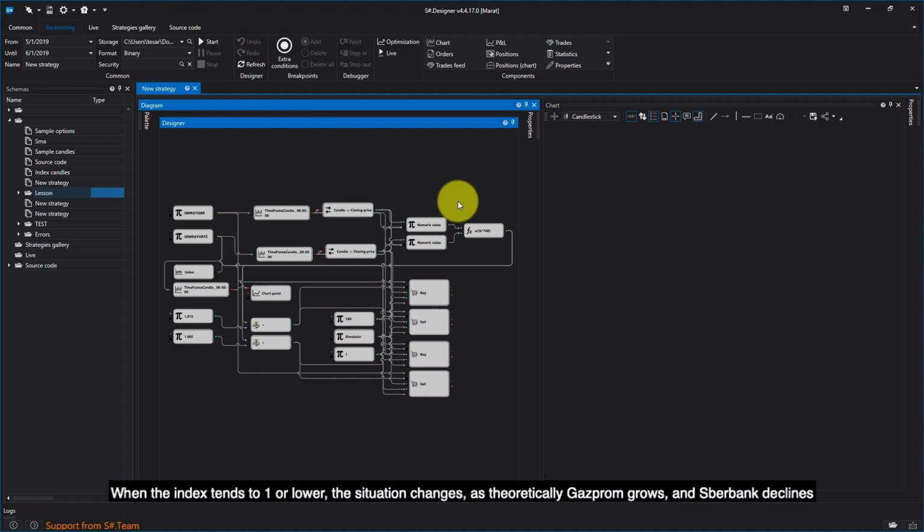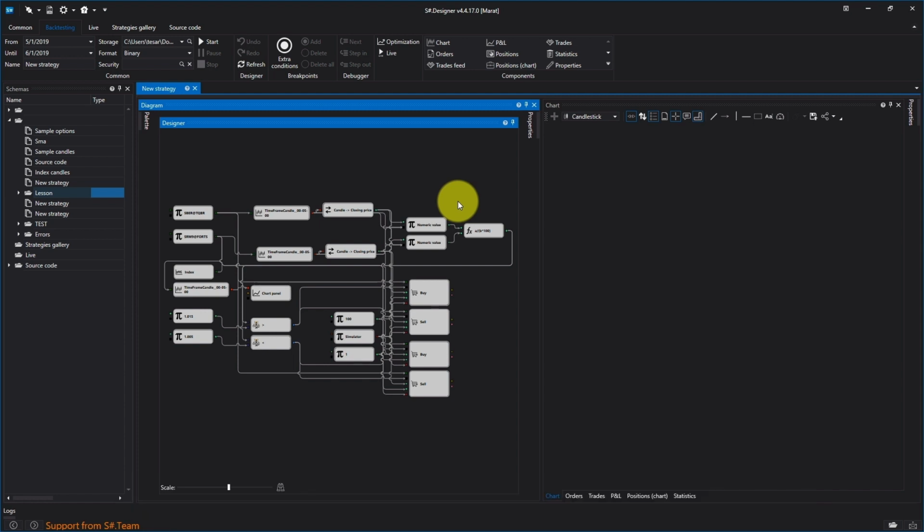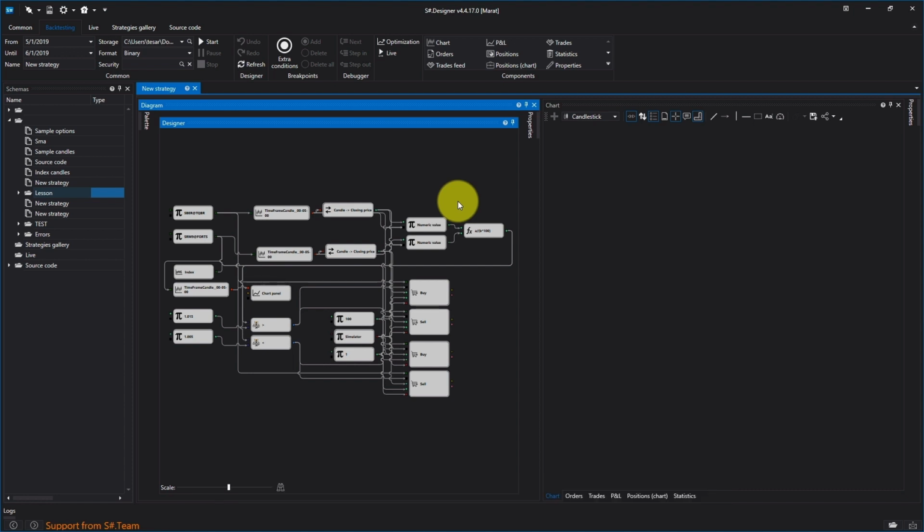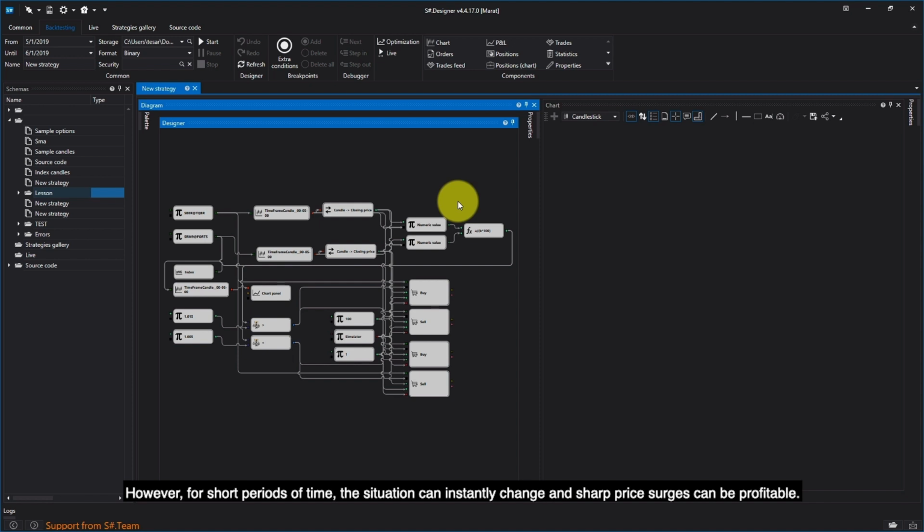When the index tends to 1 or lower, the situation changes, as theoretically Gazprom grows and Cyberbank declines, and we sell Gazprom shares and buy Cyberbank shares. All this is done in order to reduce our losses, compensating for the decline in one asset by the growth of another. It may seem that this type of trading does not bring profit. At best, trading goes to zero. However, for short periods of time, this situation can instantly change, and sharp price surges can be profitable.